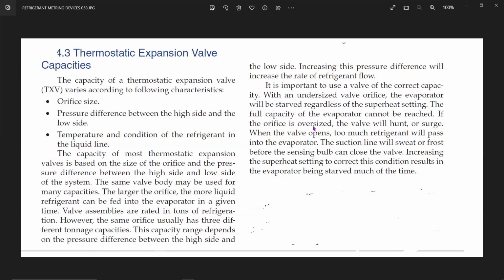If the orifice is oversized, the valve will hunt or surge, and when the valve opens too much, the refrigerant will pass into the evaporator. The suction line will sweat or frost before the sensing bulb can close the valve. Increasing the superheat setting to correct the condition results in the evaporator being starved too much of the time. As you saw, if you change the setting, you are starving the system. So that's why thermostatic expansion valve capacity should be matched to the system size and everything.